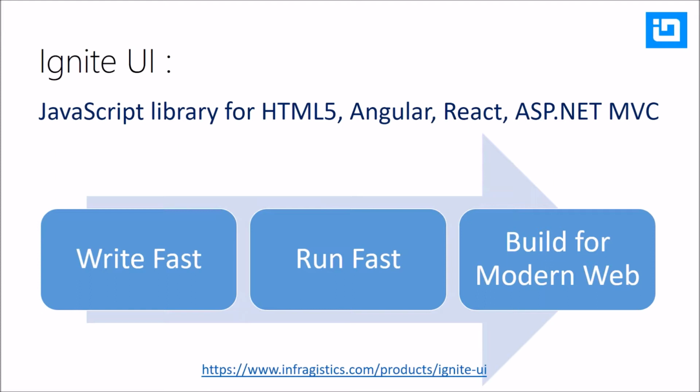But if you use Ignite UI for JavaScript grid control in your MVC or Angular applications or a React application, it is just a matter of a few property settings and your grid is up and running in your application. So this helps you to write your application faster, and since all these controls are very much optimized for better performance, it helps you to run your application faster.